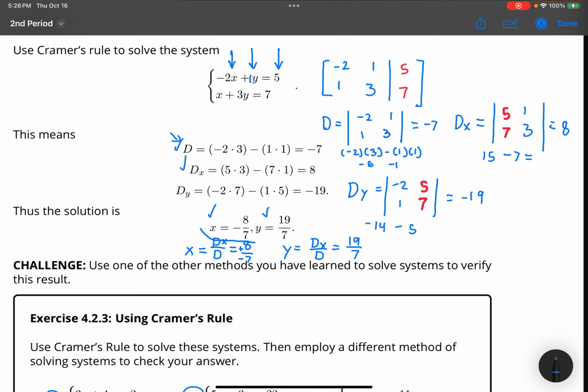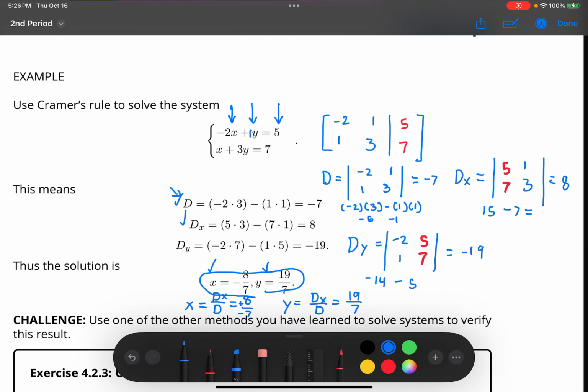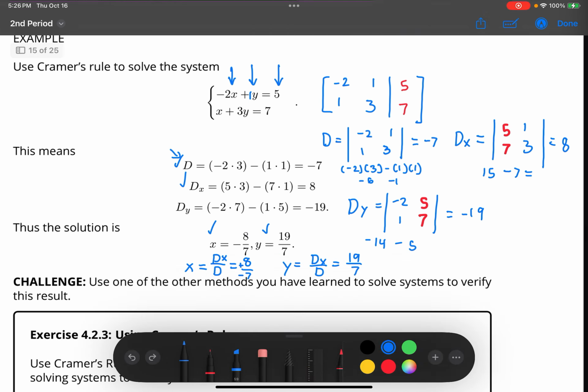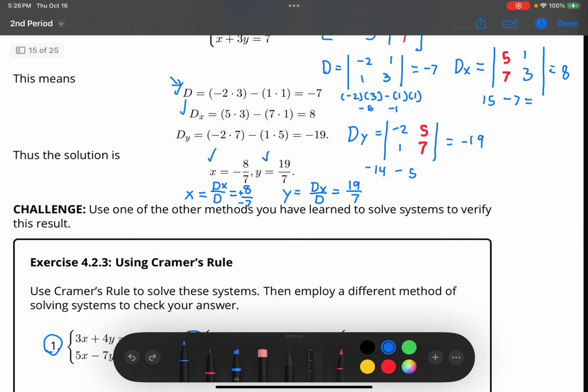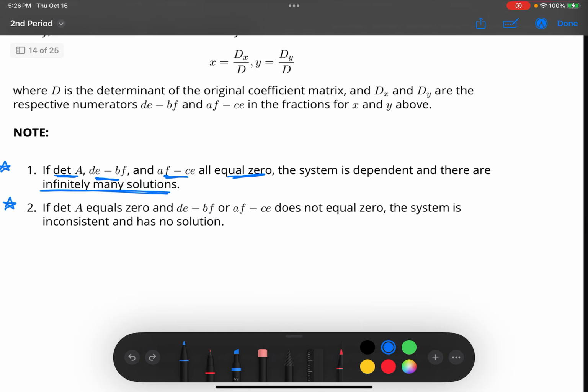Now, notice that the advantage of using Cramer's rule is that if I were to do this with substitution or elimination for that matter, I would end up with some pretty ugly fractions, all right? So Cramer's rule really helps you to get around all of that. All right, so I'm going to quickly talk about what would happen. So this is going to be a pretty short lesson.